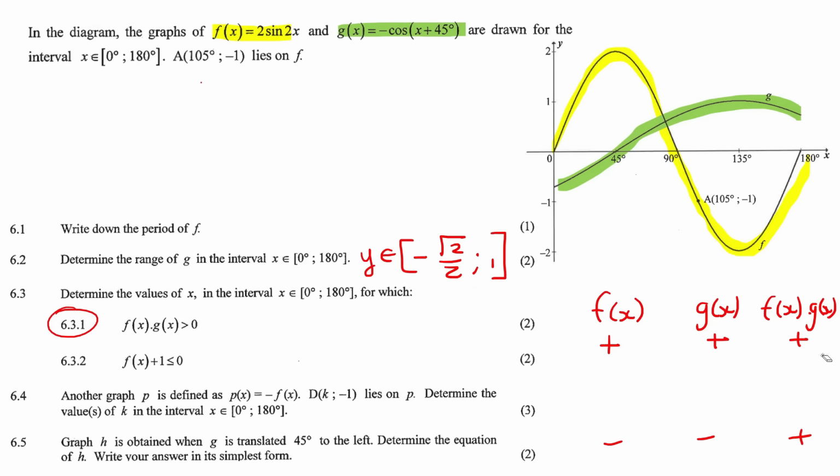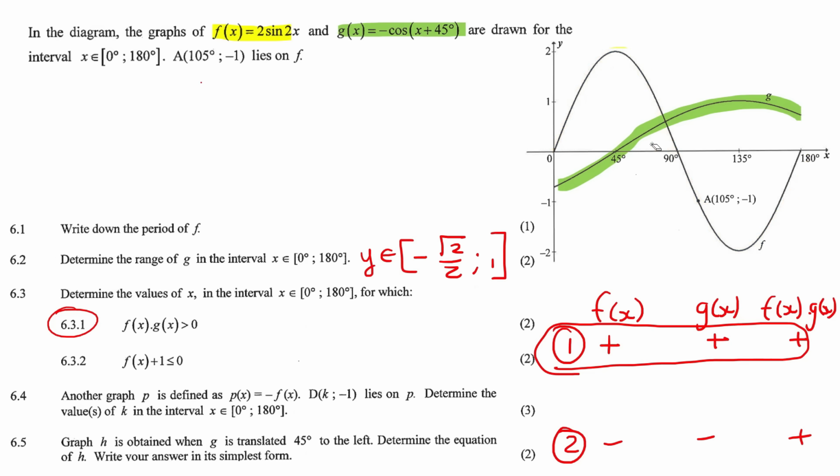So I think of this as situation 1 and this as situation 2, and I look at situation 1 first. Where is f of x positive? So where is f of x above the x-axis? Well, that would be here. Now, inside that interval, is there a place where g is also positive? Well, yes, that would be there. So then the answer goes from 45 up to 90. That's our first answer. We could say x is an element going from 45 up to 90. If you prefer set builder notation, you could say that.